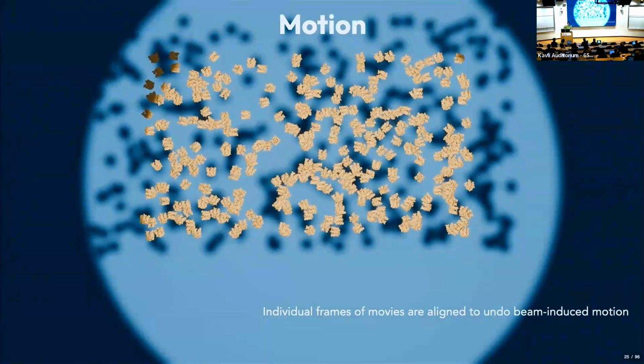So that's why we collect in movies, and then we perform motion correction, where we take each frame of that movie and try to line it up, put the particles back in the same position before we average them together into a micrograph.